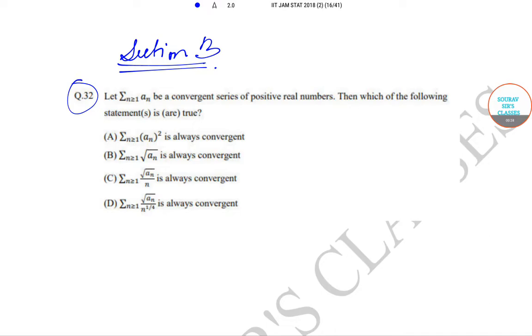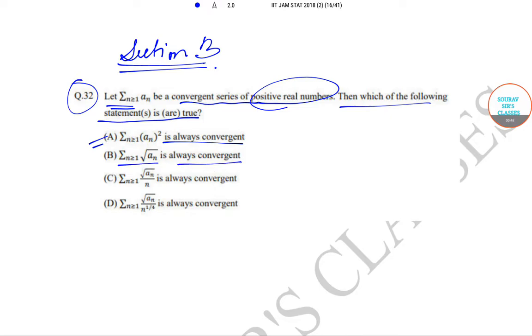What we have been given is that let summation an, where n is greater than or equal to 1, be a convergent series of positive real numbers. Then which of the following statements is or are true? Option A, summation of an square, where n is greater than or equal to 1, is always convergent. Option B, summation of root over an is always convergent. Option C, summation of root over an upon n is always convergent. And option D is summation of root over an upon n to the power 1 by 4 is always convergent. So these are the four options.